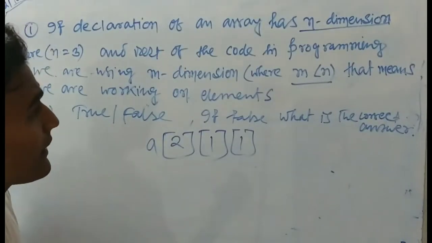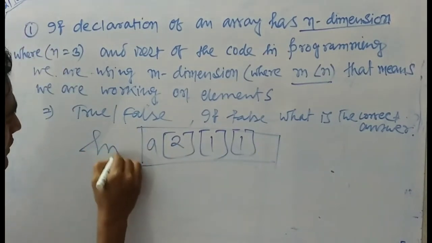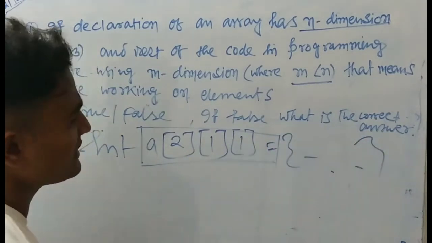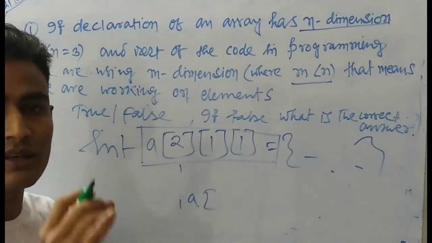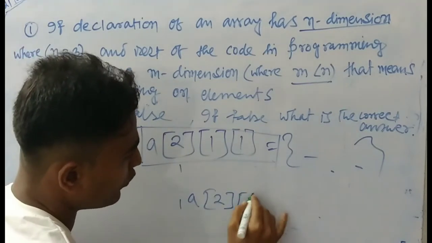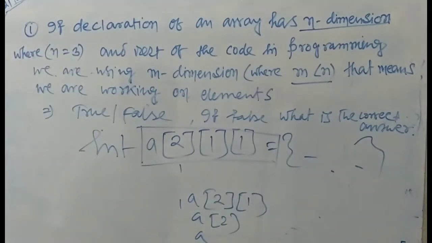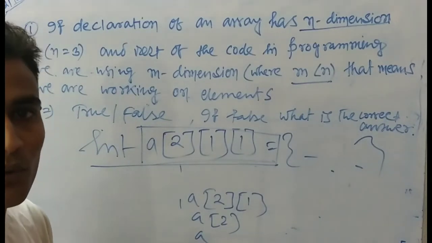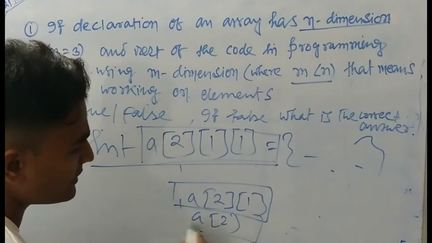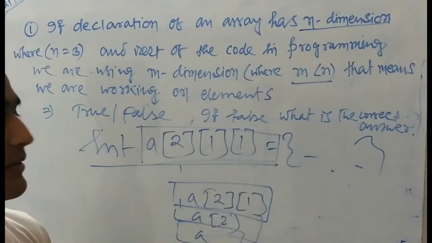Now my question is: in the rest of the programming, where m is less than n, this is the initialize part, and in the rest of the programming we use fewer dimensions than n. That means we cannot use 3 dimensions; we just use 2 dimensions, or 1 dimension, or no dimension. So we are working on elements if we initialize with a 3 dimensional array and in the rest of the code use a 2, 1, or 0 dimensional array. Is this true or false?